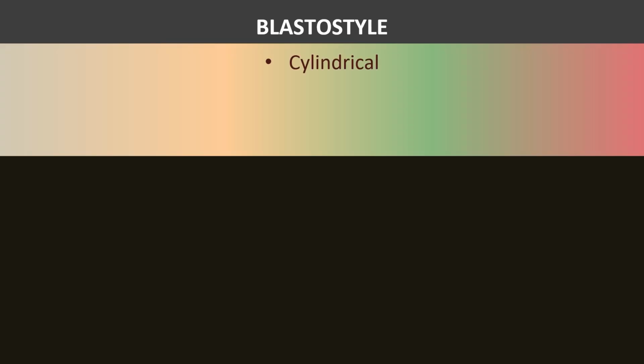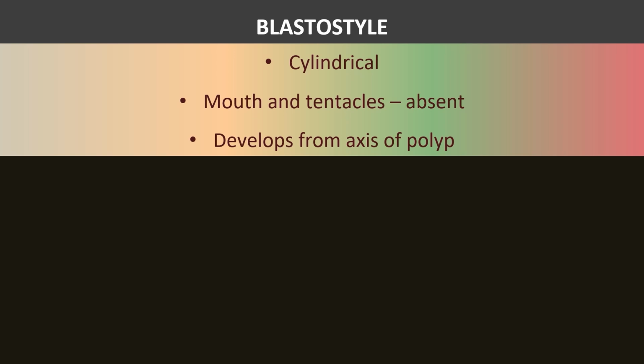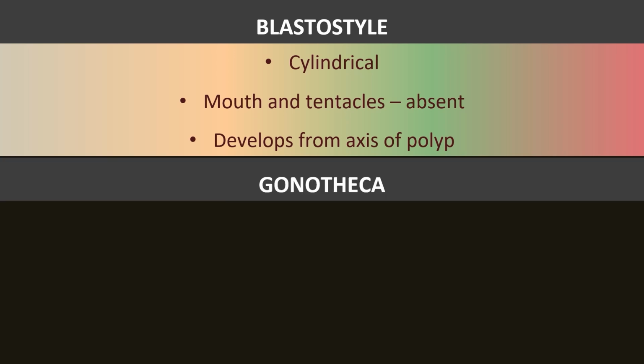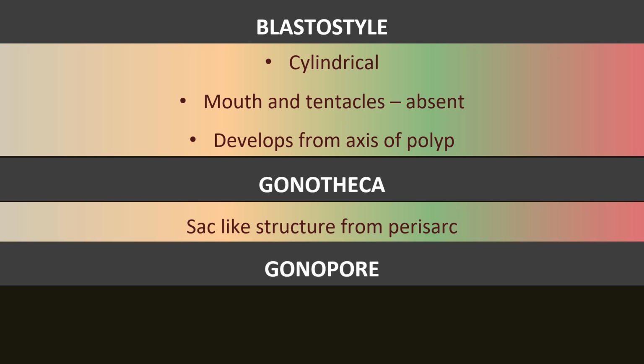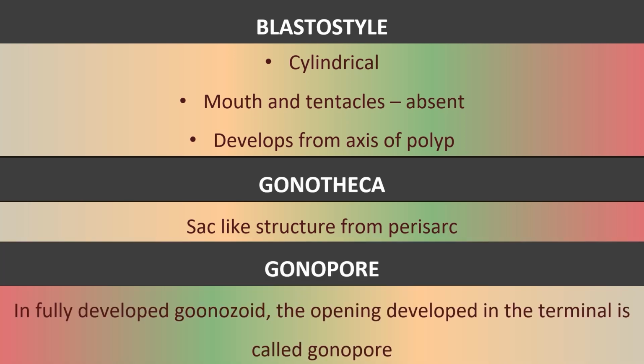Blastostyle. Blastostyle is the cylindrical structure. The blastostyle lacks mouth and tentacles. They develop from the axis of the polyp. Gonotheca. They are sac-like structures from the perisarc. Gonophore. In a fully developed gonozooid, the opening developed in the terminal is called the gonopore.